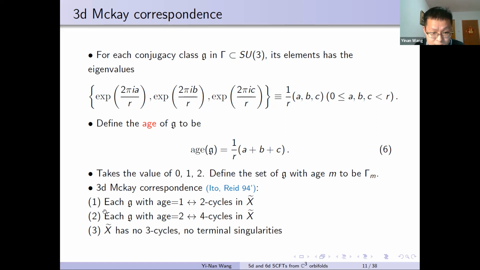For each conjugacy class with age equal to 1, that's one-to-one corresponds to a compact 2-cycle in the resolved Calabi-Yau threefold X tilde. And for each conjugacy class with age equal to 2, that's one-to-one corresponds to a compact 4-cycle in X tilde. And finally, there's also another nice thing: X tilde has no 3-cycles, and there are no terminal singularities after the resolution either. So these are all pretty nice geometric properties of X tilde.